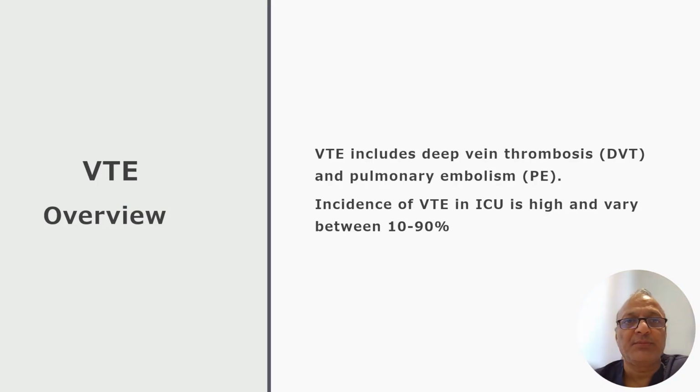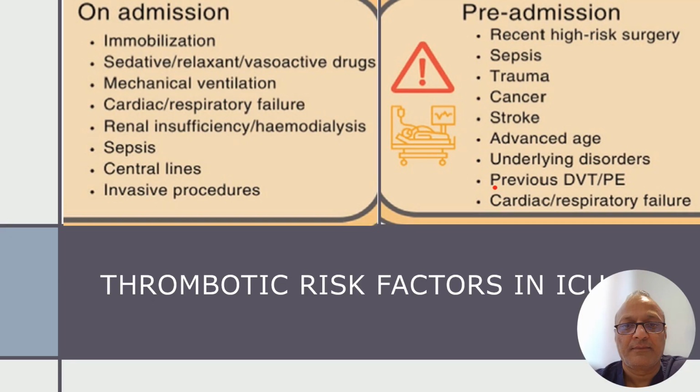Venous thromboembolism includes deep vein thrombosis and pulmonary embolism. Deep vein thrombosis commonly occurs in the veins of the lower limb and pelvis, and the incidence of venous thromboembolism in ICU is high and varies between 10 to 90%. It is a significant cause of morbidity and mortality.